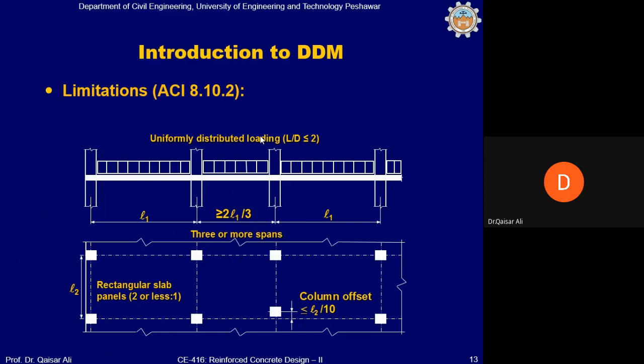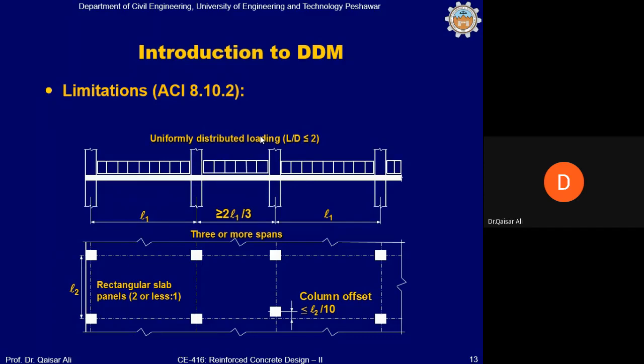So what method shall be used then? The ACI code recommends that you should use exact methods of analysis like finite element analysis, the stiffness method, the flexibility method, and other methods of analysis. So the loads shall be uniformly distributed, with no point loads, and the live to dead load ratio shall be less than or equal to 2, which is usually the case. In practical situations, the loads are uniformly distributed most of the time, and the ratio of live to dead load is also less than or equal to 2.